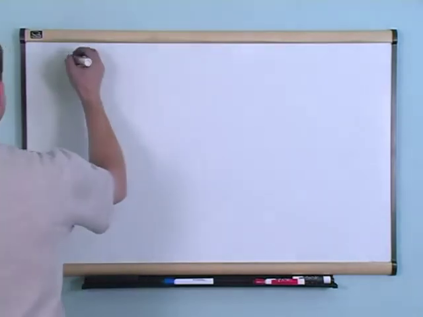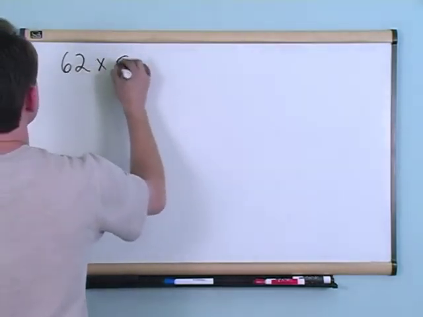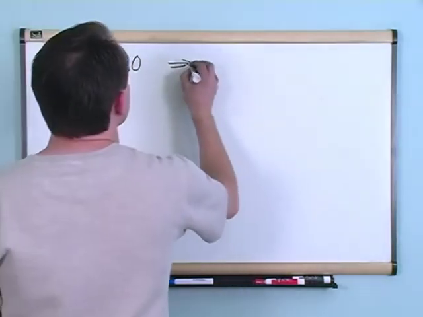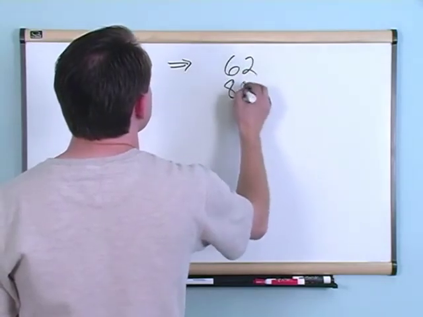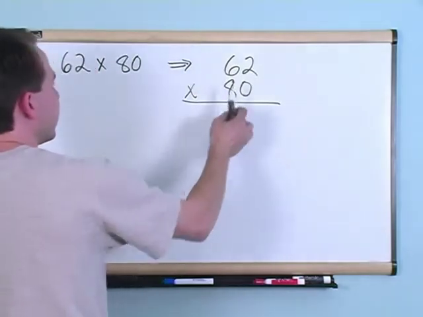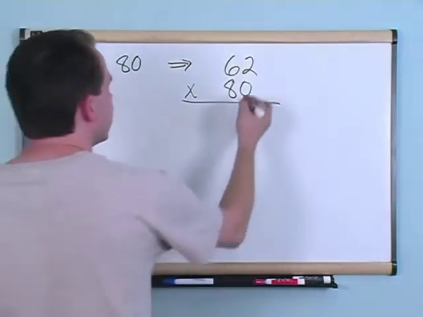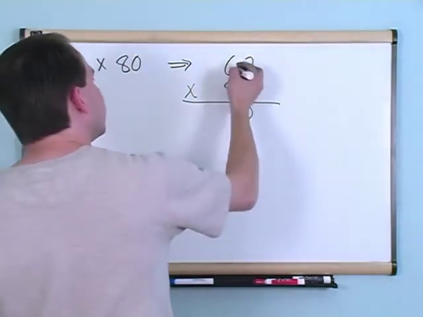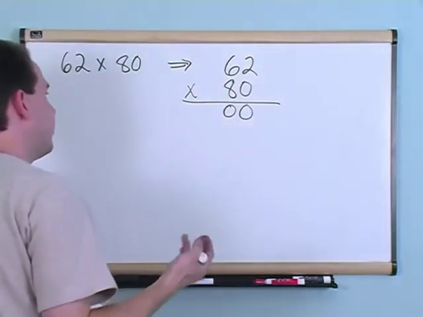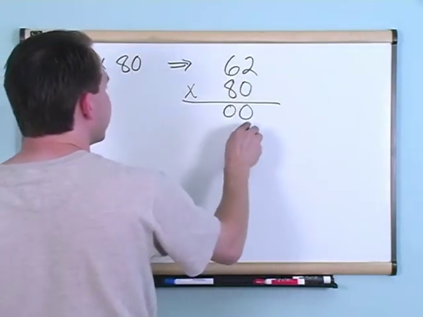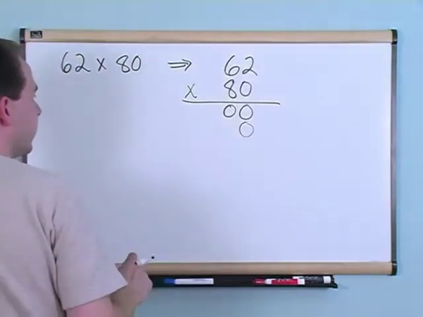Let's go on and do 62 times 80, okay? Now, what we're going to do here is we're going to start in the right-hand column, just like before. 0 times 2 gives you 0, okay? 0 times 6 gives you 0. That's pretty easy. Everything gives you 0. Now we're going to move on and multiply using 8. And because we're doing that, we're going to have to put a 0 here before we can get started.